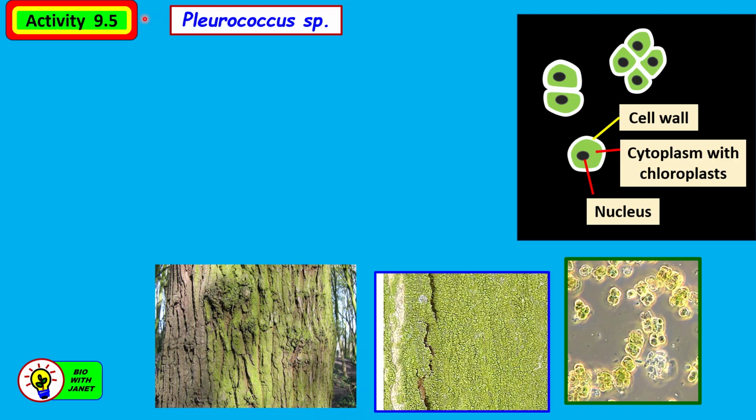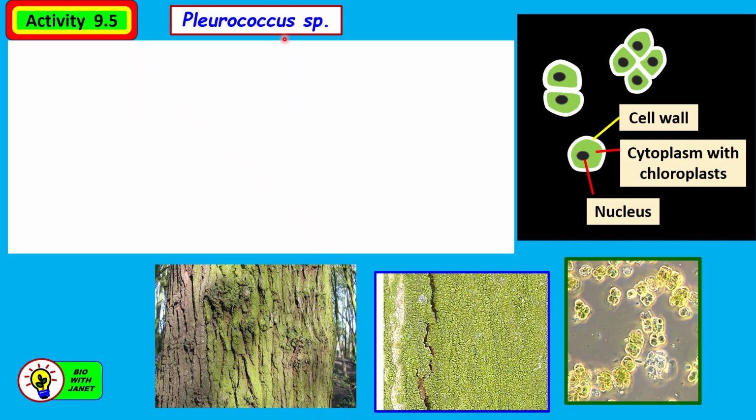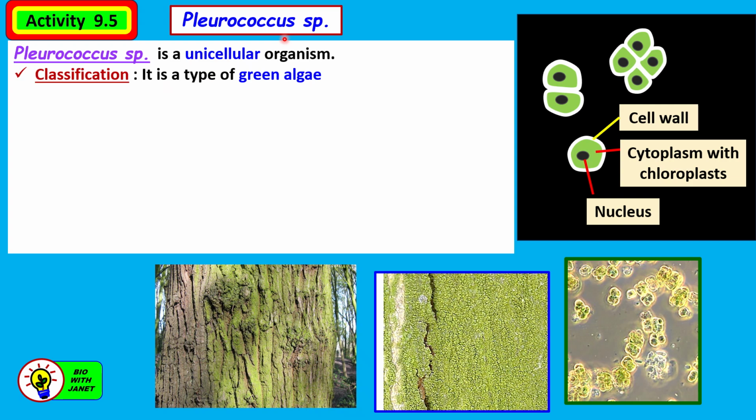Let's go on to activity 9.5 in the textbook. So we are going to estimate the population size of Pleurococcus species. In this activity, introduction on Pleurococcus species. It is not a plant. It is a tiny unicellular organism and is classified as a type of green algae.